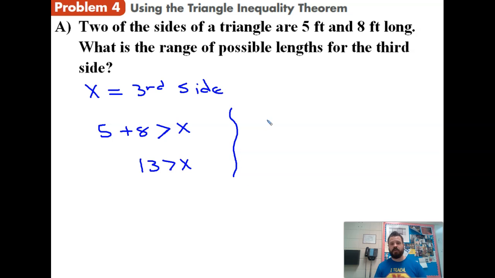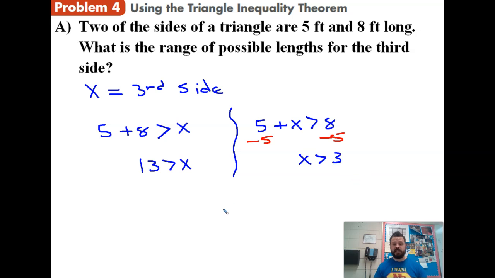For that, I'll put the larger of the two sides on the right side of the inequality. We'll say that we know that we have to have 5 plus x is greater than 8. So x has to be big enough to make 5 plus it greater than 8 here. That's a simple inequality to solve. I'm going to subtract 5 from both sides, and that'll give me that x is greater than 3.